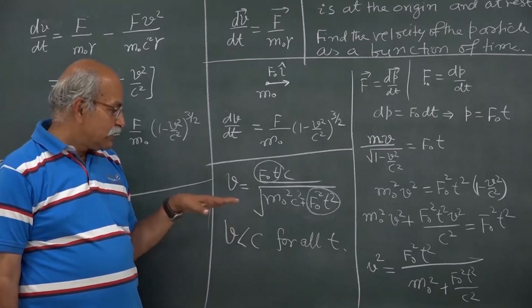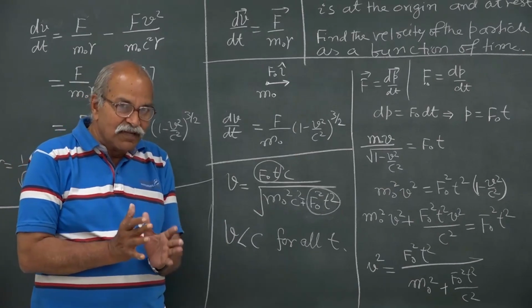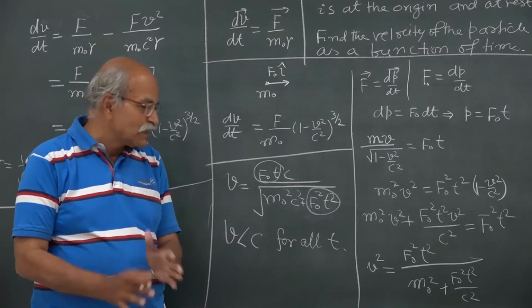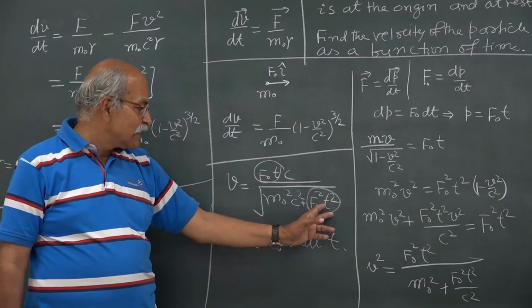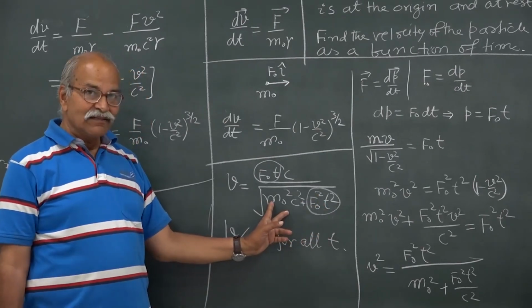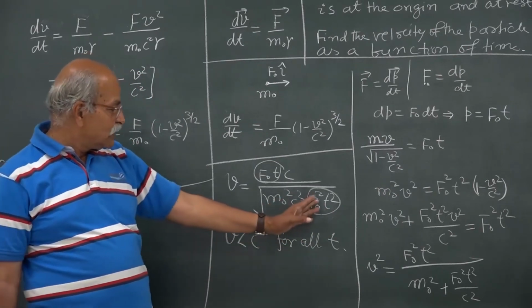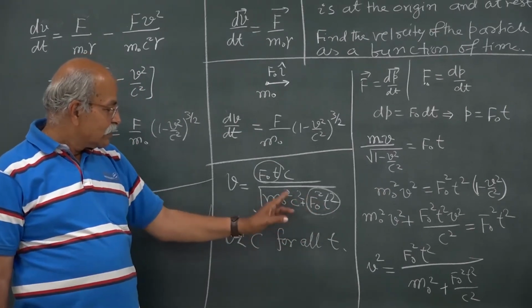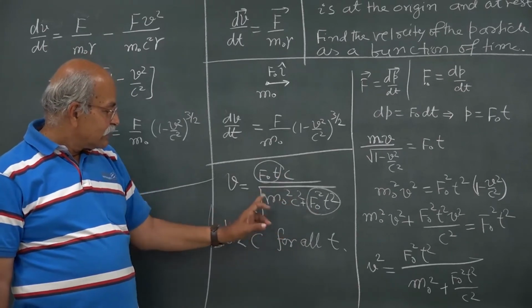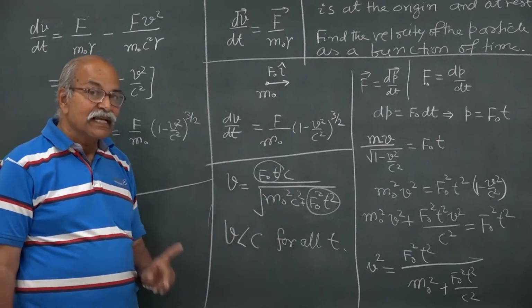And if velocities are small, that means you have applied force only for a small time, F naught square t square is small as compared to m naught square c square. In that case, if you can neglect this, then the c will cancel, and this will be F naught t by m naught, which is the classical result.